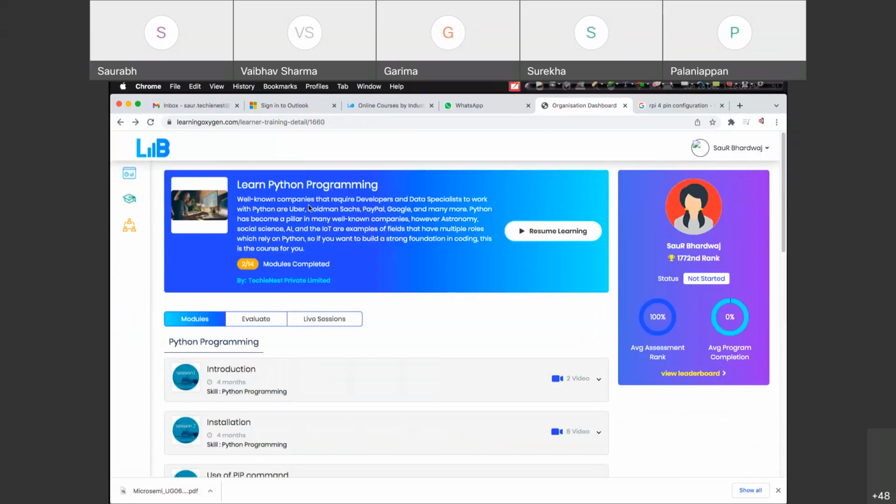You'll be able to see your leaderboard here. Okay, so what is your rank? Currently my rank is 1772. So you'll get to know what your rank is, based on learning, assessment, assignments, everything. It'll be good to learn about.